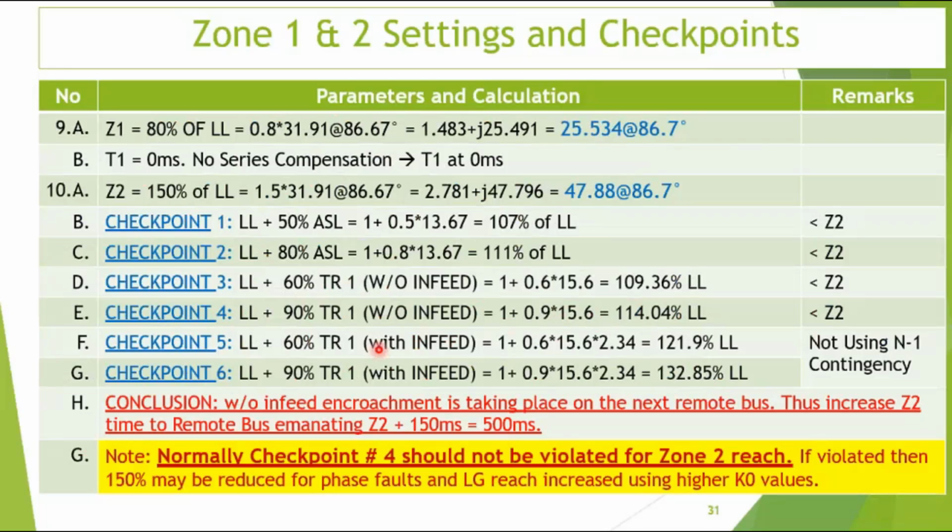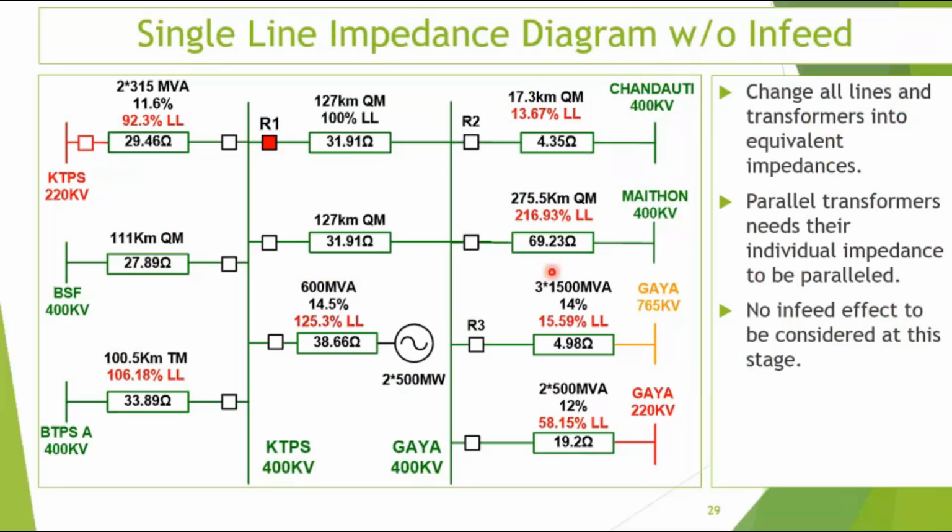Let us carry on with it. Checkpoints 5 and 6 are the encroachment with infeed. With infeed, we have not used n-1 over here because even without using n-1, this fellow is encroaching. 90% of the transformer also is encroaching. The reason is that this 3 into 1500 MVA transformer impedance is very low, because there is a very high transformer MVA involved over here.